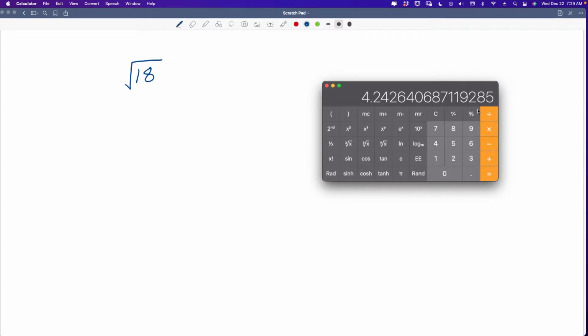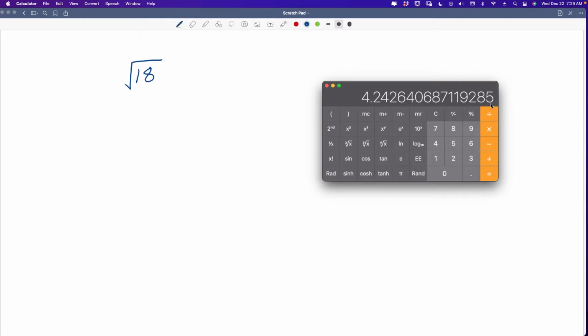It is a non-terminating, non-repeating decimal. It is an irrational number. When we have an irrational number like this, that is why we typically do not solve for the square root of a number. If we can solve it to a whole number, then we will. But typically we do not solve a square root because it ends up being something like this. We can't write all that down.